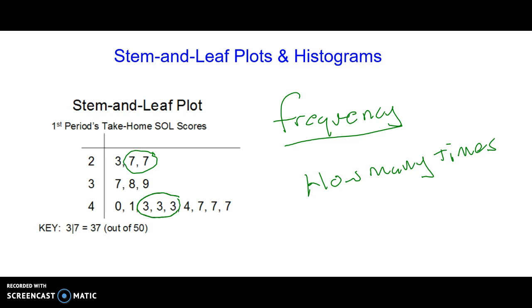43 occurs 3 times, so it has a frequency of 3, and 47 also occurs 3 times. So each of those have a frequency of more than 1. You'll notice all of our other numbers only occur 1 time. And this appears somewhat easily in a visual form looking at the stem and leaf plot, because you can see the number of 3s or the number of 7s that occur. But for it to be more obvious, we want to take this same data and put it in a histogram.